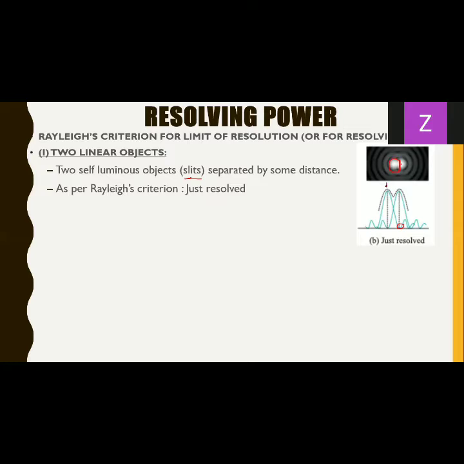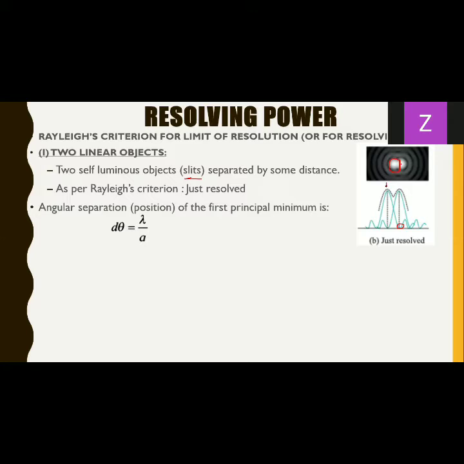Based on this condition, we can write the angular position of the first principal minima. How do we give it? It is given by this formula: d theta, which is lambda by a. Theta is lambda by a. That is what we have seen previously when we studied diffraction. What does d theta mean? It's a difference. It is a small part, that is why we took d theta, nothing else.